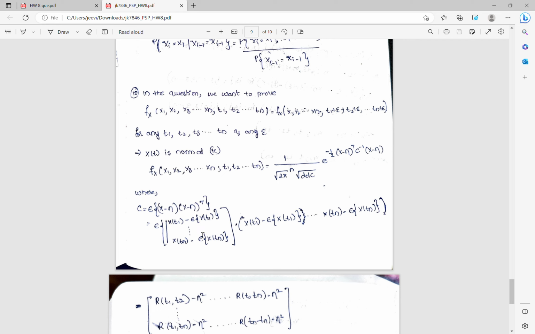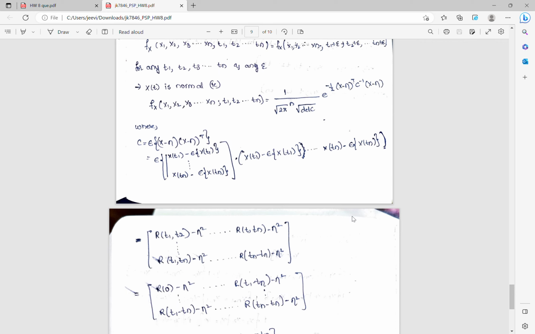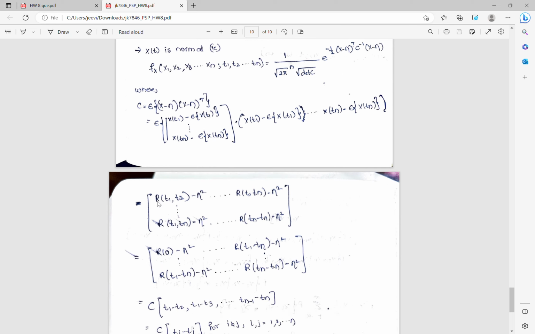Here we'll be calculating the determinant of x of t1 minus expected value of x of t1 and so on till x of tn minus expected value of x of tn. If we simplify this equation, we will be getting it as R of t1, t2 minus eta square and so on till R of t1 comma tn minus eta square. In the same way, R of t1, tn minus eta square and so on till R of tn, tn minus eta whole square.